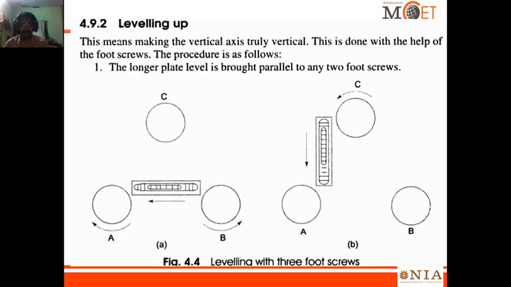After making the level, we have to check the centering of the instrument also. We have set it over a particular point, it may get changed. That has to be properly adjusted again, right?